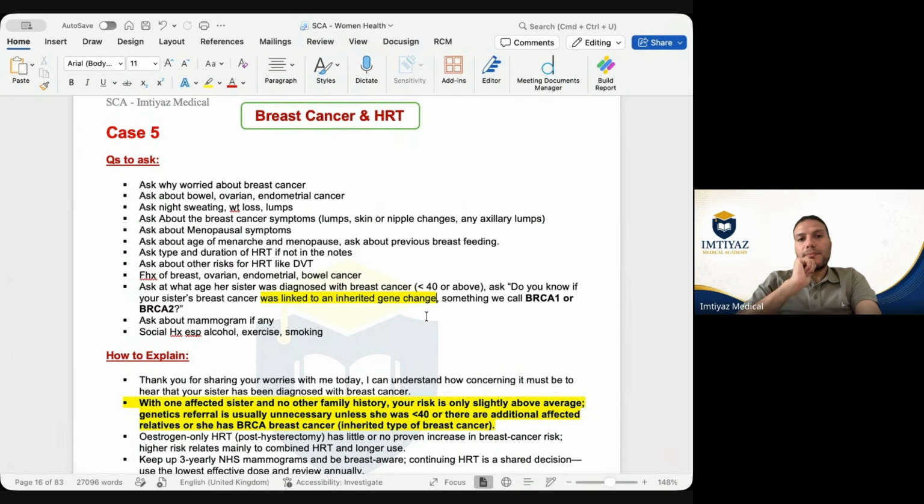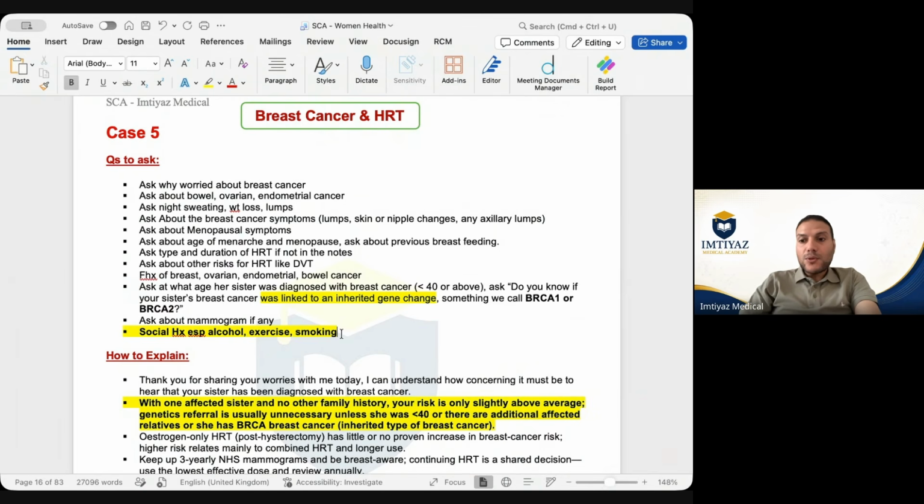And not only this, please. Social history in this case is very important, especially alcohol, smoking, and exercise. You know that alcohol can be more risky for breast cancer compared to HRT, along with smoking as well. And also exercise has a protective effect against breast cancer.